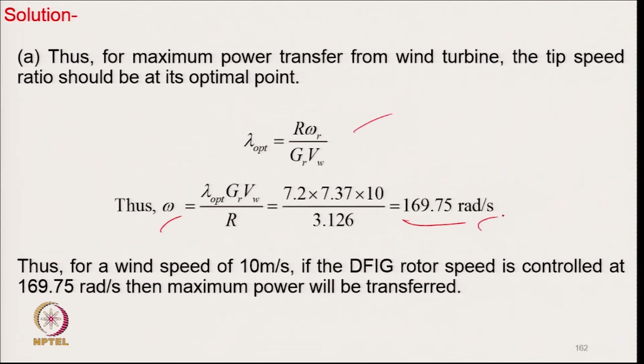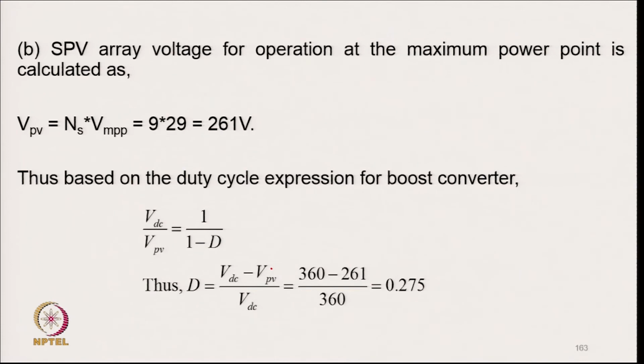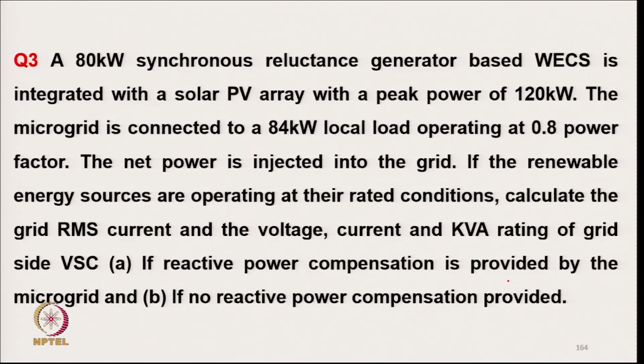What is the wind speed in radian per second corresponding to 10 meter per second, and these are typically the voltage of PV we are getting for maximum power tracking, and then we can get the duty cycle from the DC link voltage, which is 360 volt, and the PV voltage is 260 volt. So, this is the equation for the boost converter.